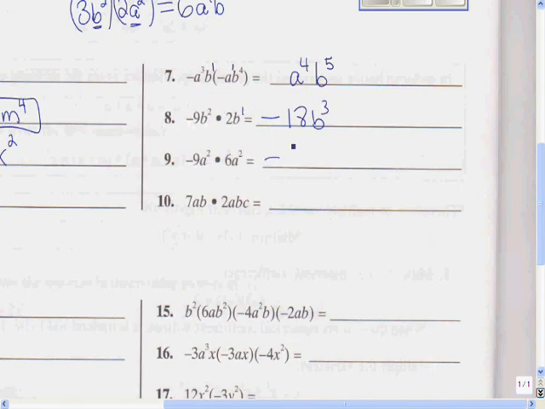Negative and positive, answer is negative. 9 times 6 is 54, and then a squared plus a squared, we're going to add the exponents. That gives us a to the 4th. Then 7 times 2, well, the signs are the same, that's positive, and 7 times 2 is 14. We're going to add the a's, that's going to give us a squared. We're going to add the b's, that's going to give us b squared, and there's nothing to add the c with, so that just stays as c. And that's it.